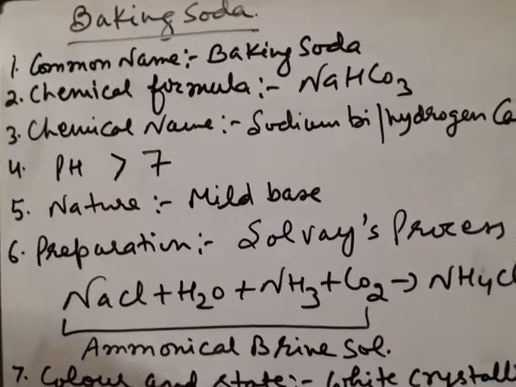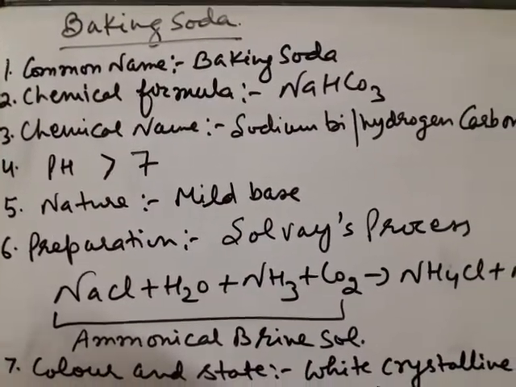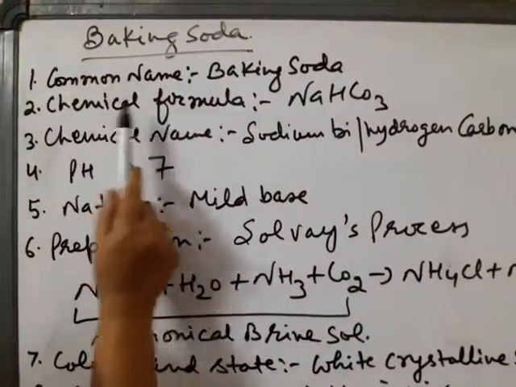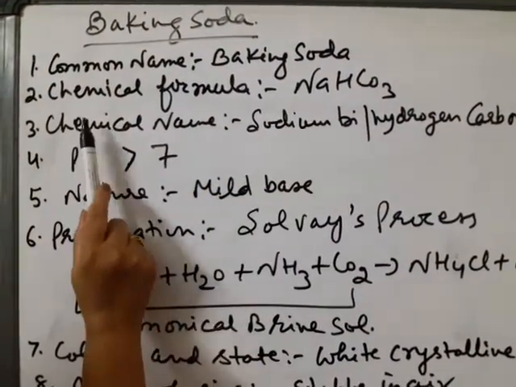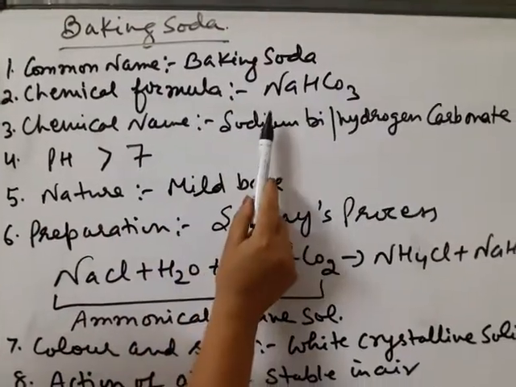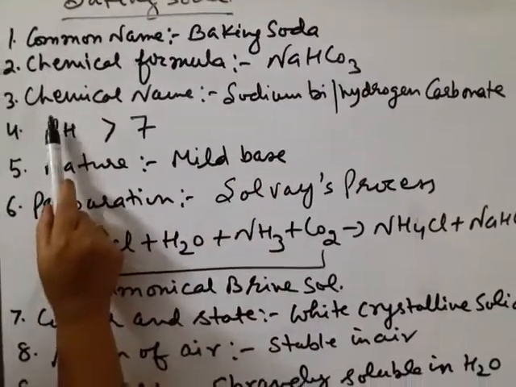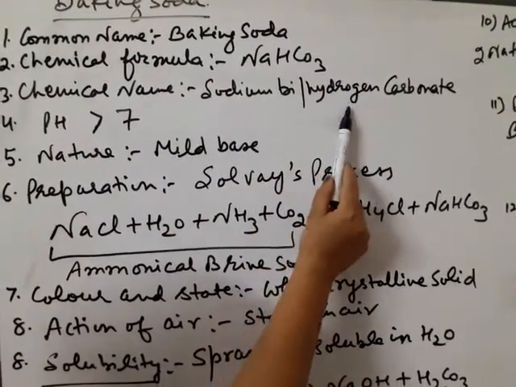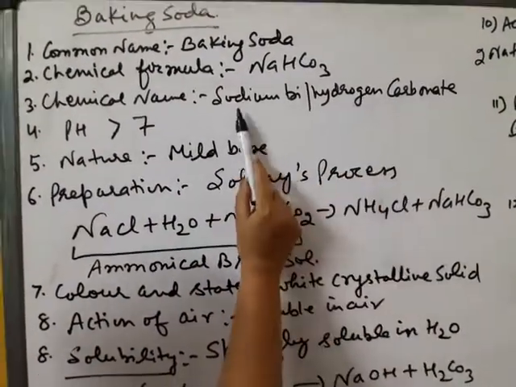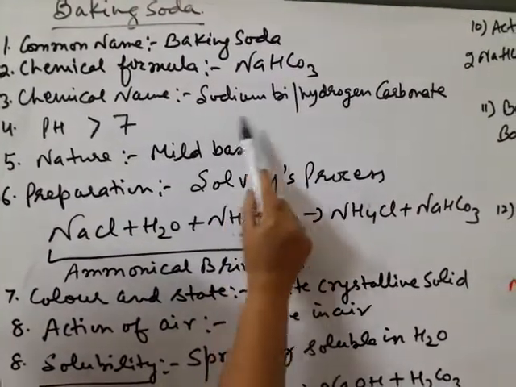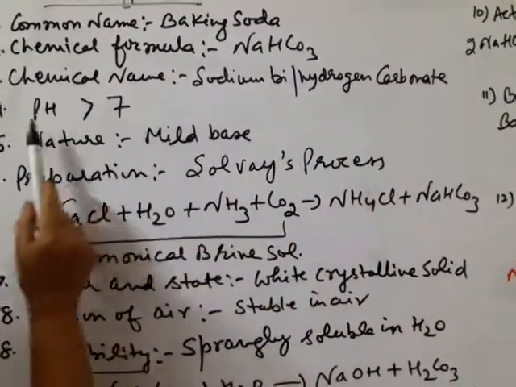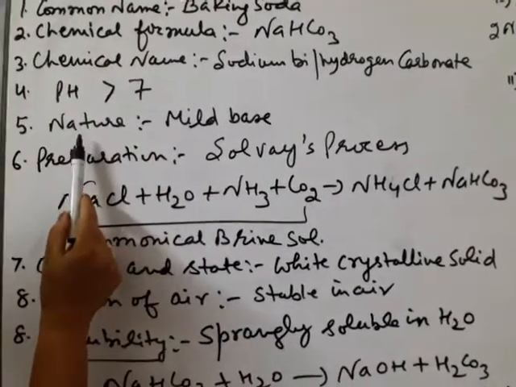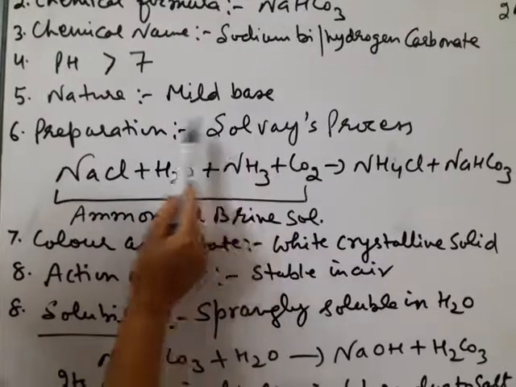Yes students, today we will do baking soda. Common name is baking soda. Chemical formula is NaHCO3 and chemical name is sodium bicarbonate, or sodium hydrogen carbonate. Its pH is greater than 7. Nature: it is a mild base.